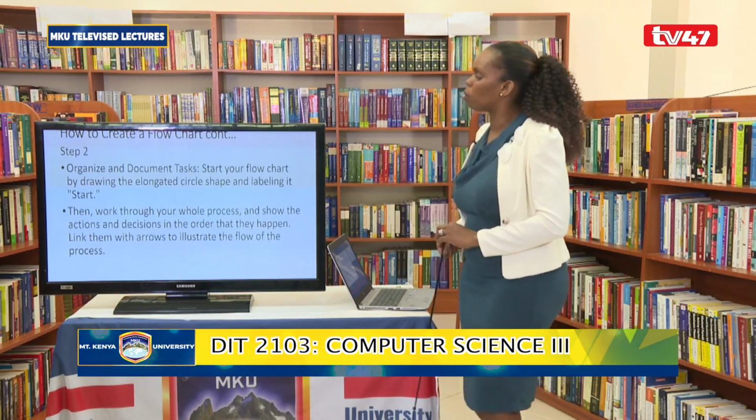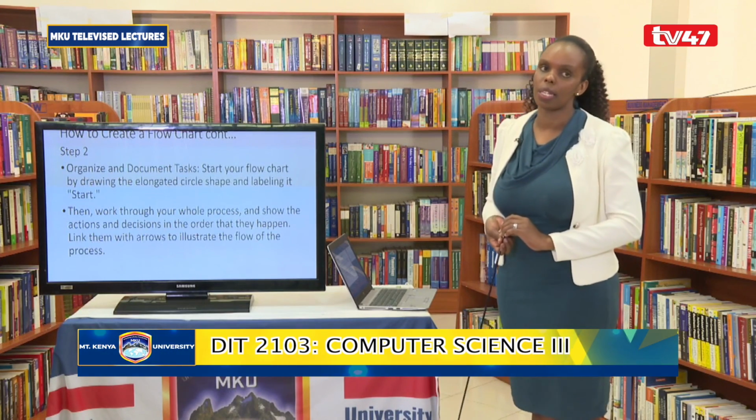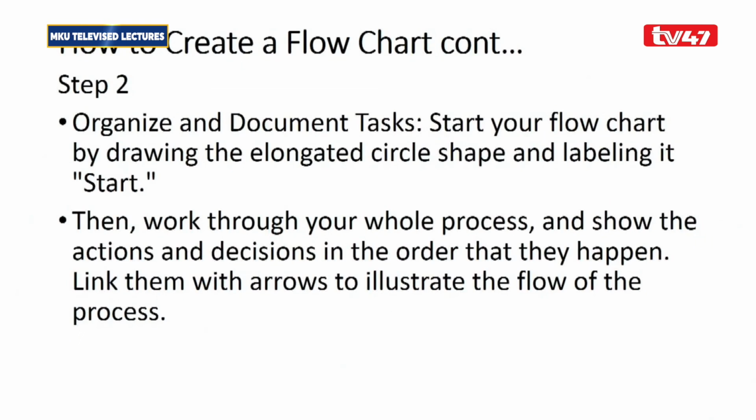After that, you move to step 2. You need to organize and document the tasks. So in this case, you start your flowchart by drawing the elongated circle, which we have said we'll label as start, to show that this is where the flowchart is starting. And then work through your whole process. You have identified the tasks. You need to know what symbols you're using for each of the tasks. Then move on to planning how you're continuing with your flowchart. Know what actions require decisions. What order are the tasks coming in? Then you link them with arrows to illustrate the flow of information in that particular process.